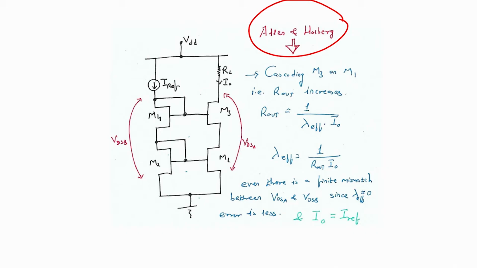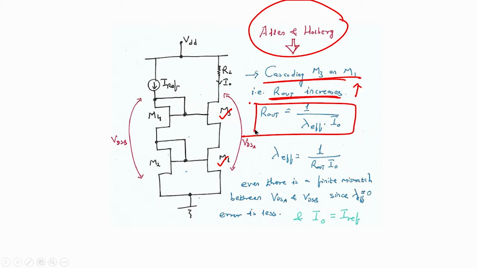So, here what they propose is, let us consider cascoding M3 on M1. If I cascode M3 on M1, that means my R out increases, right, because I am cascoding M3 on M1. That is sure. Now, what is my formula for R out? We have seen R out equals 1 by lambda effective into IO, correct.